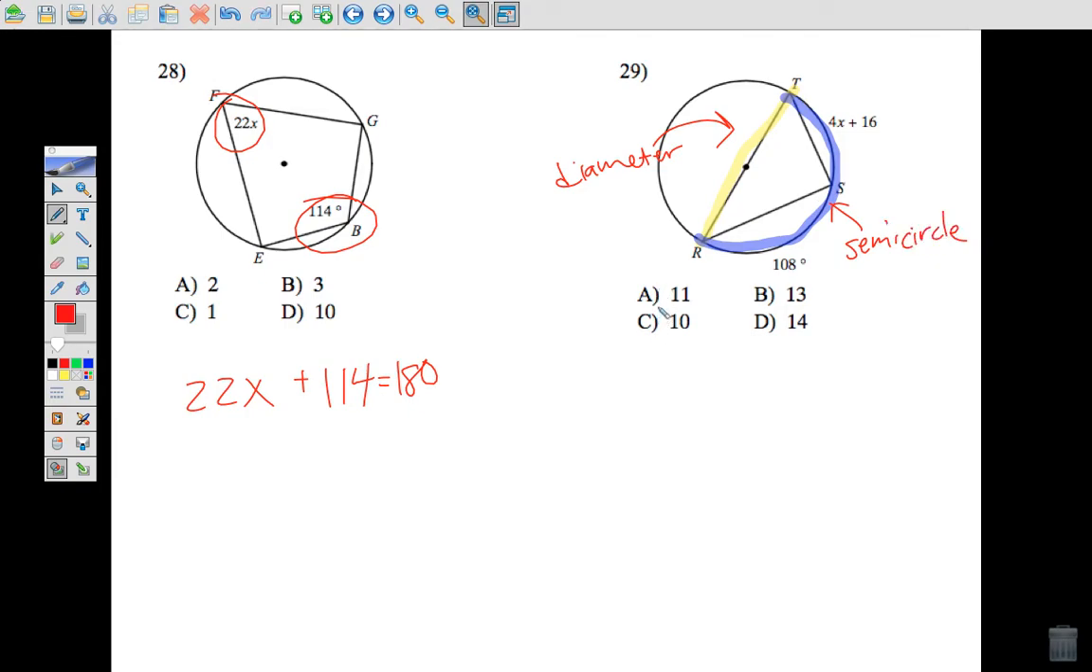Okay. And a semicircle is half the circle, which adds to 180, since the entire circle is 360. So 108 plus 4x plus 16 should equal 180. Easy peasy.